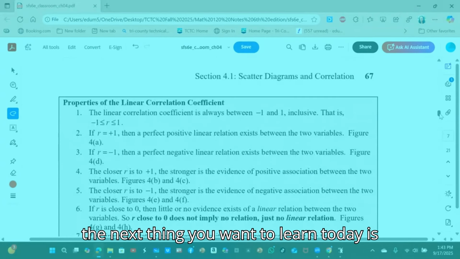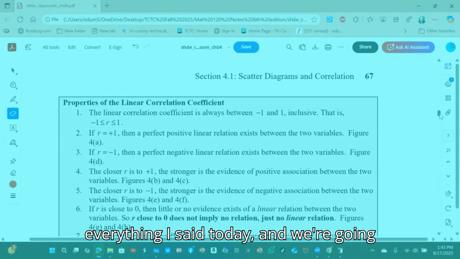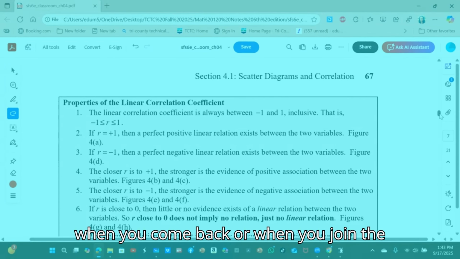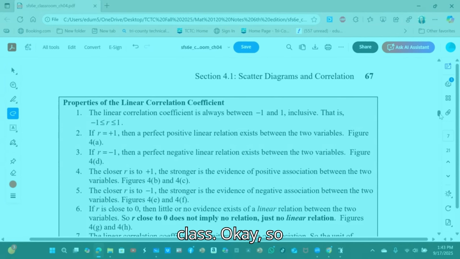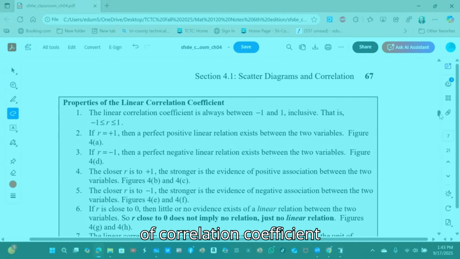Now, the next thing you want to learn today is the properties of the linear correlation coefficient. I know you will not be able to get everything I said today, and we're going to do it again next class. But I'm recording this, so you want to watch this video when you come back or when you join the class. Just make sure you learn the properties of correlation coefficient R.